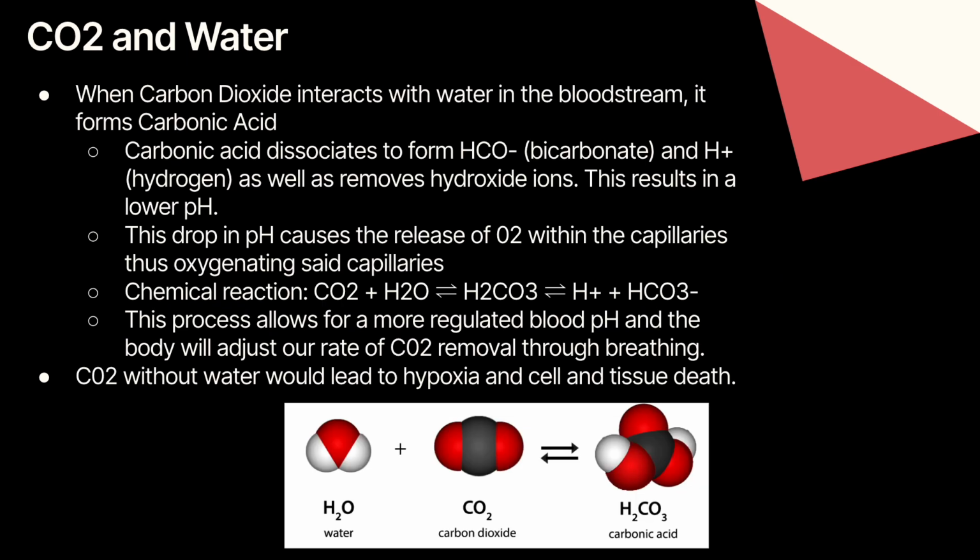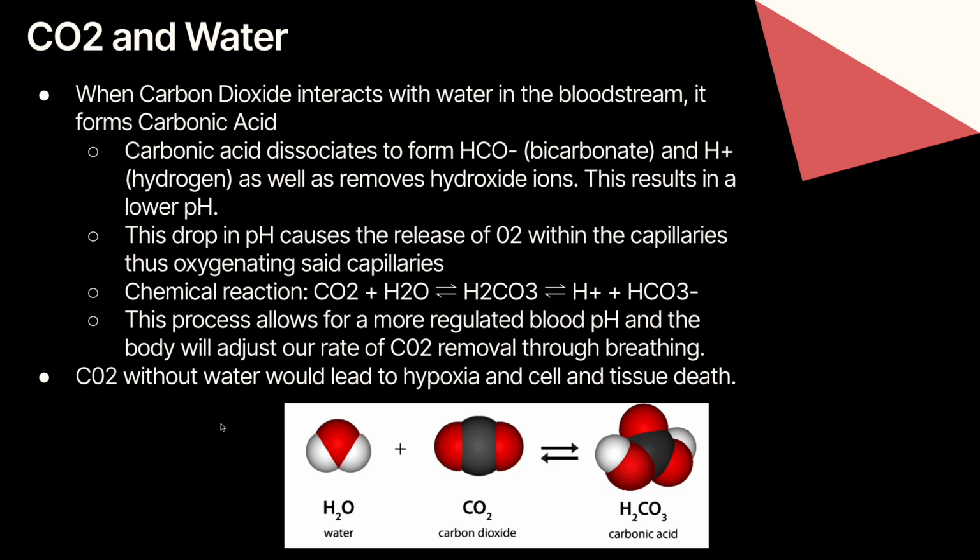So how does water play a part in this? When carbon dioxide interacts with water in the bloodstream, it forms carbonic acid. And this is really important. The carbonic acid will dissociate to form bicarbonate and hydrogen, as well as remove the hydroxide ions. So this results in an overall lower pH, which we saw in the last slide in the capillaries. It has a relatively lower pH. So this drop in pH will cause the release of oxygen within the capillaries, and then it'll oxygenate said capillaries. So we can see that chemical reaction here of just what this looks like.